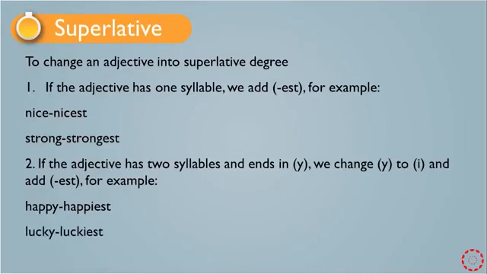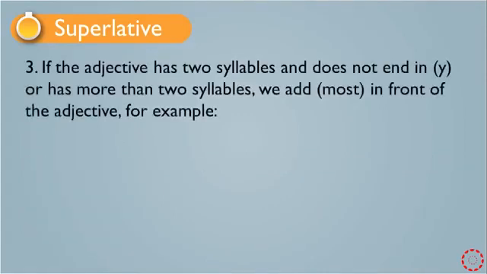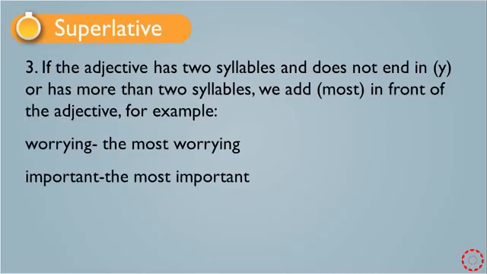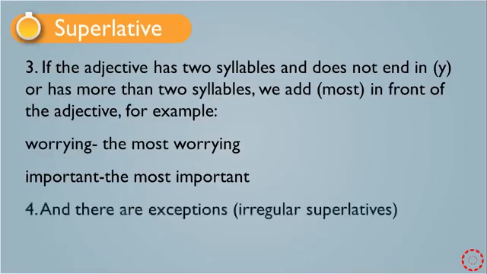Now, the difference between superlative and comparative. In comparative degree, we added er, but in superlative degree, we add est. But if the adjective has two syllables and does not end in y, or has more than two syllables, we add most in front of the adjective. For example, worrying, the most worrying. Important, the most important. In comparative, we said more worrying or more important, but here we say most worrying or most important. And there are exceptions, irregular superlatives. You should know them.